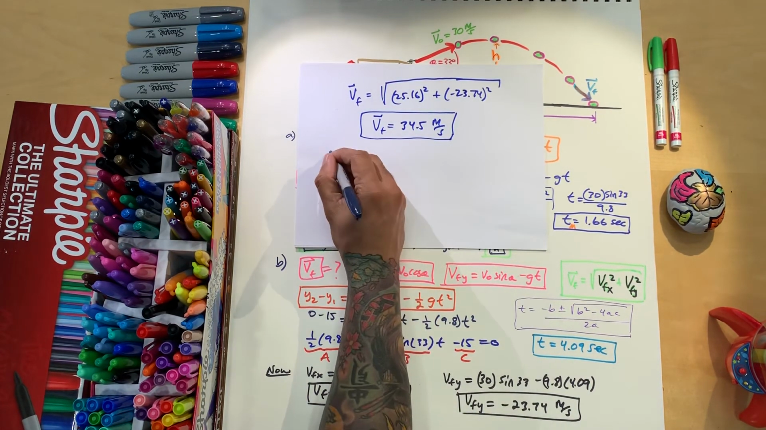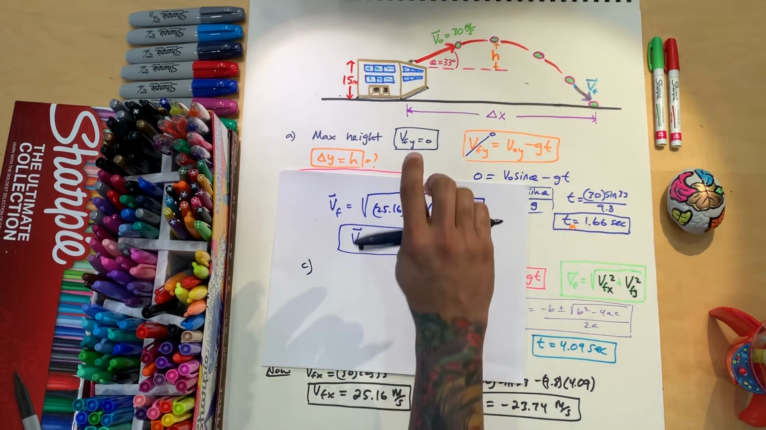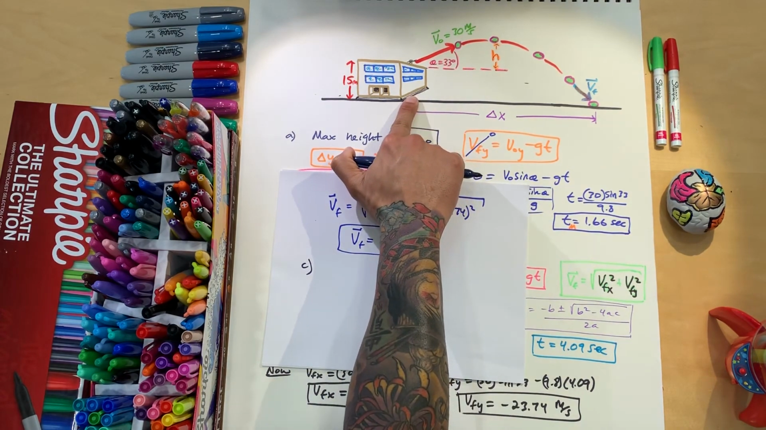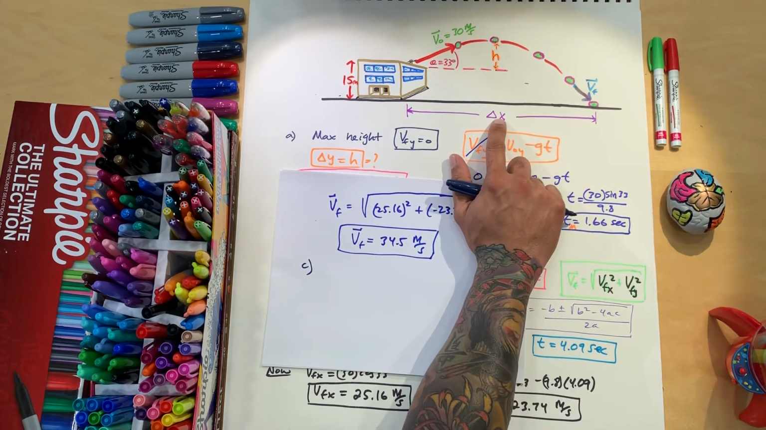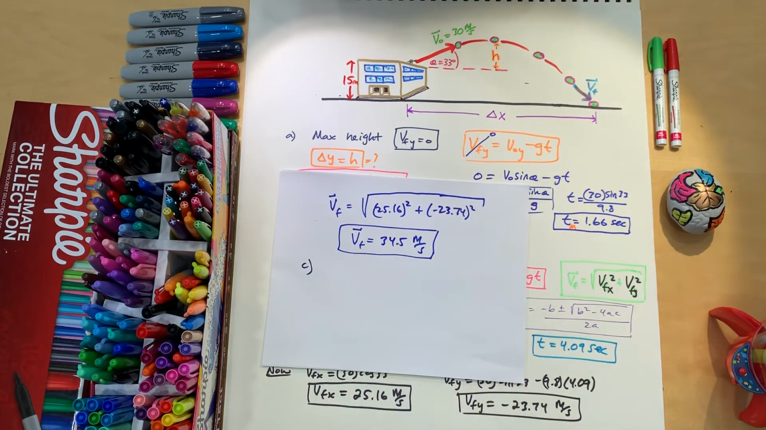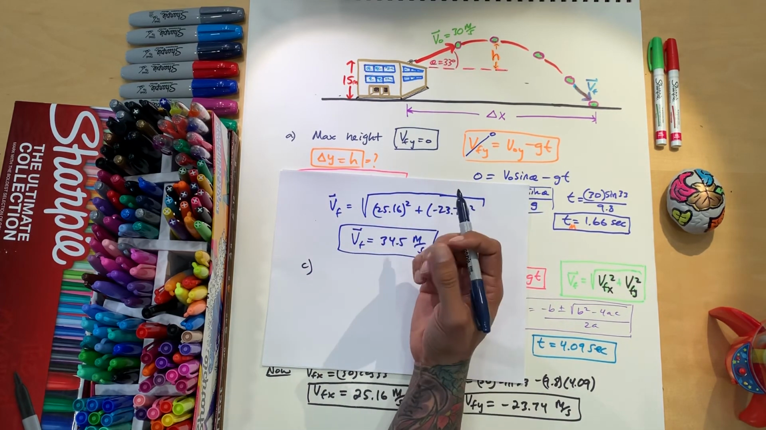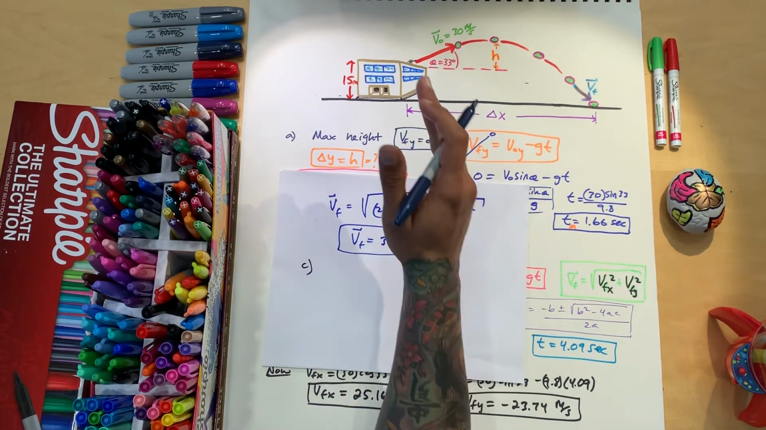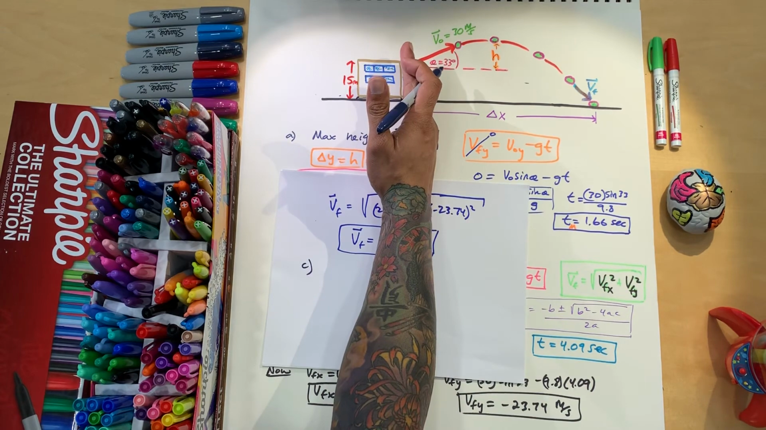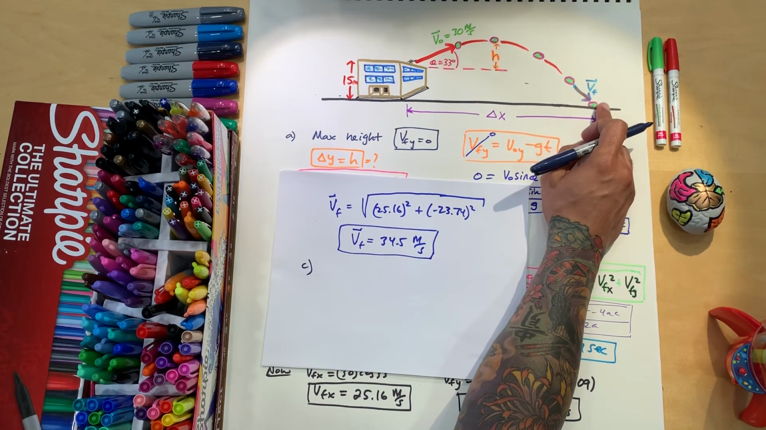So C, what is the horizontal range from the base of the building, where the rock strikes the ground? So basically, what is our change in X, or our displacement in the X? The term range and displacement in the X are interchanged sometimes, but the difference is that range only and specifically explains from the initial point all the way till the object reaches the ground again.